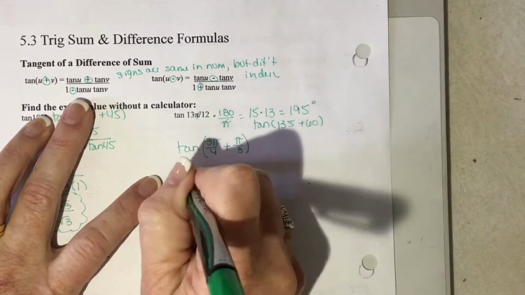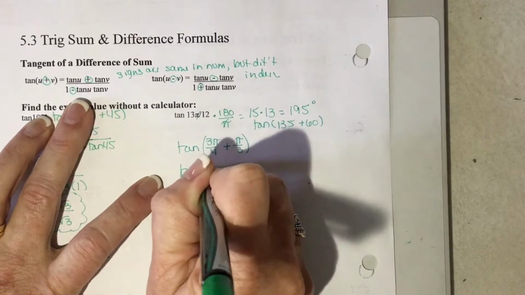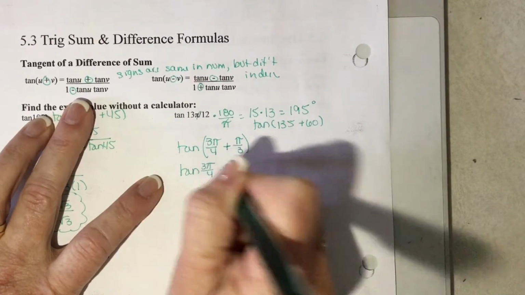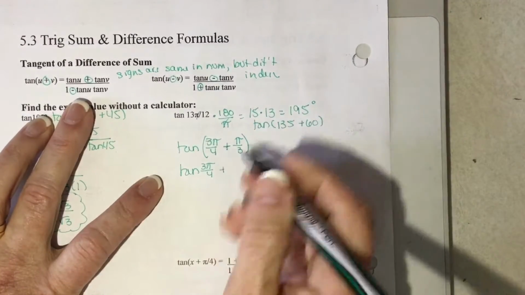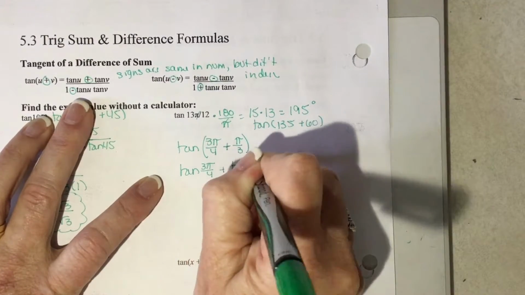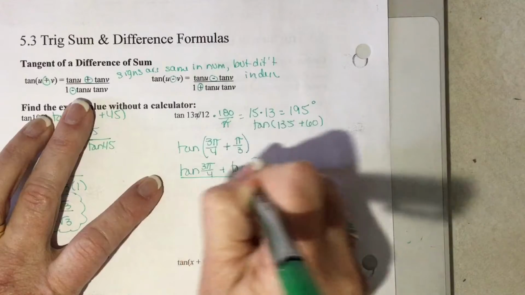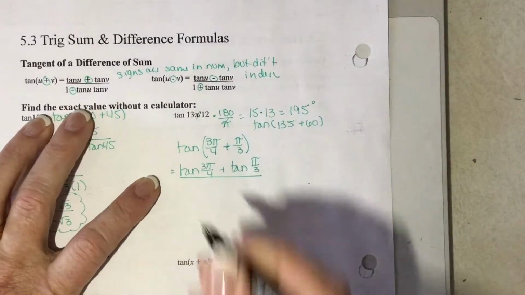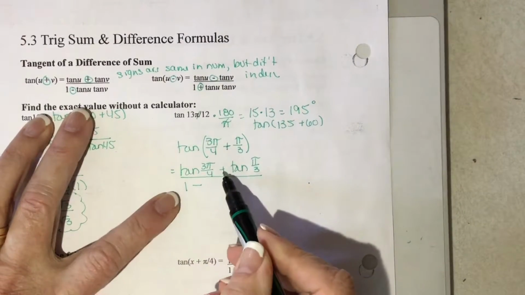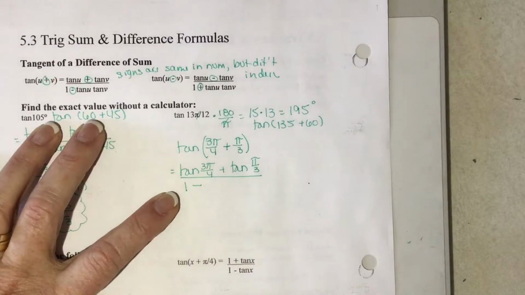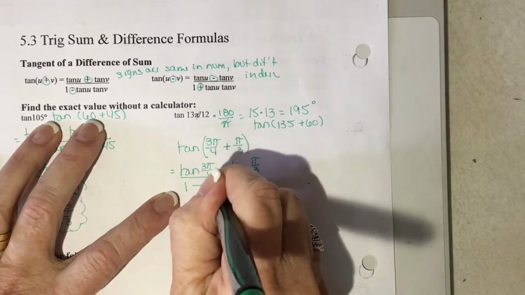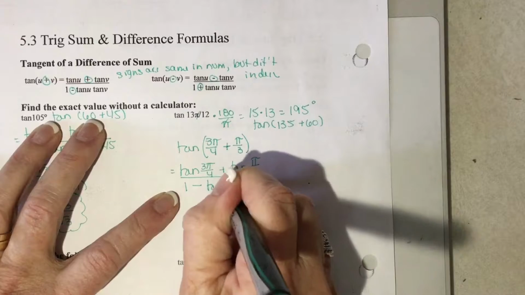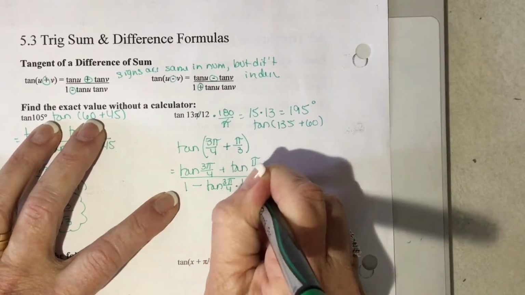So here we go. I'm going to take tangent of 3 pi over 4 plus, that's the first angle, tangent of the second angle, which is pi over 3. All of that is over 1 minus, since it's plus in the numerator, it's going to be minus in the denominator. Tangent of the first times, this time, tangent of the second.